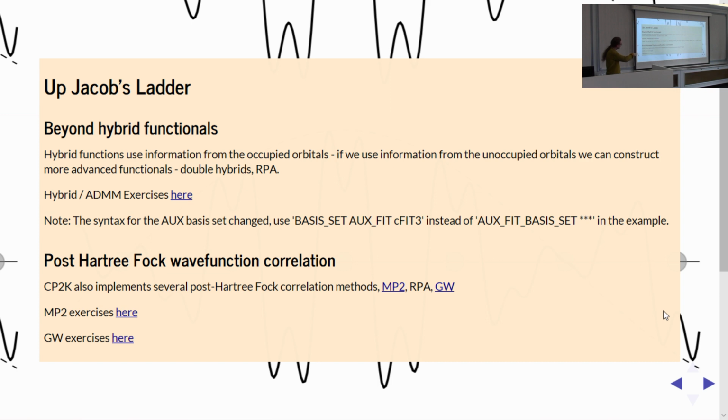There's an exercise, a set of things that you can do here, looking at setting up the hybrid ADMM calculations. I know that this was prepared for a slightly old version of CP2K, so that you need to change the syntax for specifying the basis sets. So it's a good test that you can find it in the input file and make the change. If you're interested in post-Hartree-Fock stuff, there's MP2 exercises, GW exercises here, and talks on MP2 and GW from previous workshops and stuff. You can go into a lot of detail.